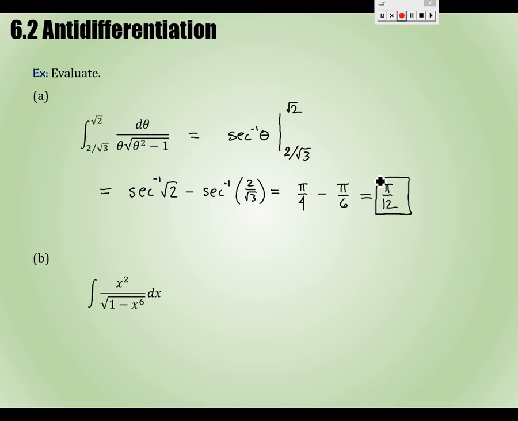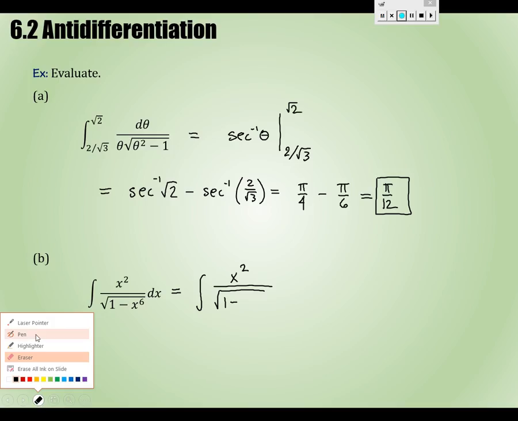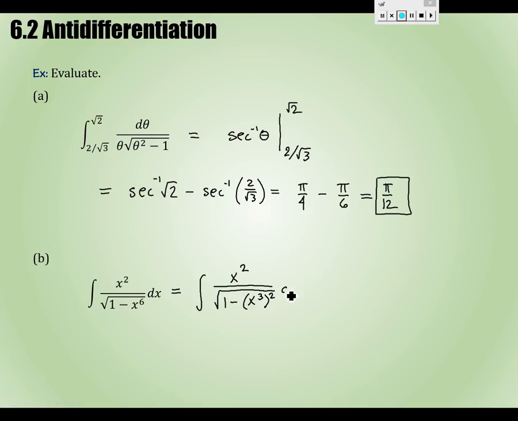Yeah, if we had what? What would you like to let u be, I guess? Maybe x cubed. Doesn't this feel like it has the form 1 over root 1 minus u squared if u is x cubed? So let's take that and run with it. Oops, sorry. Here, let's actually take a second to rewrite that. There it is. x cubed squared.